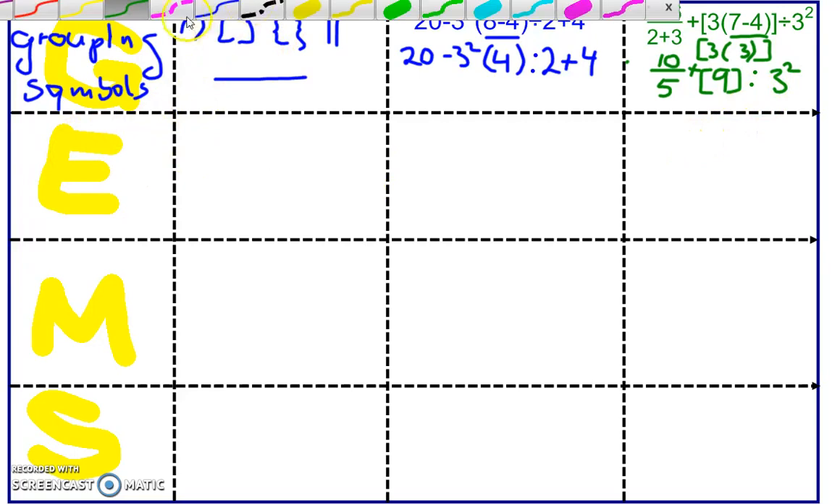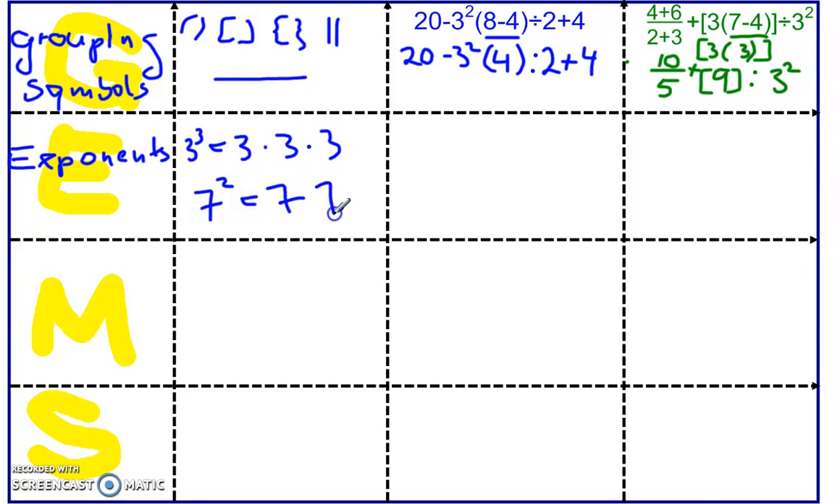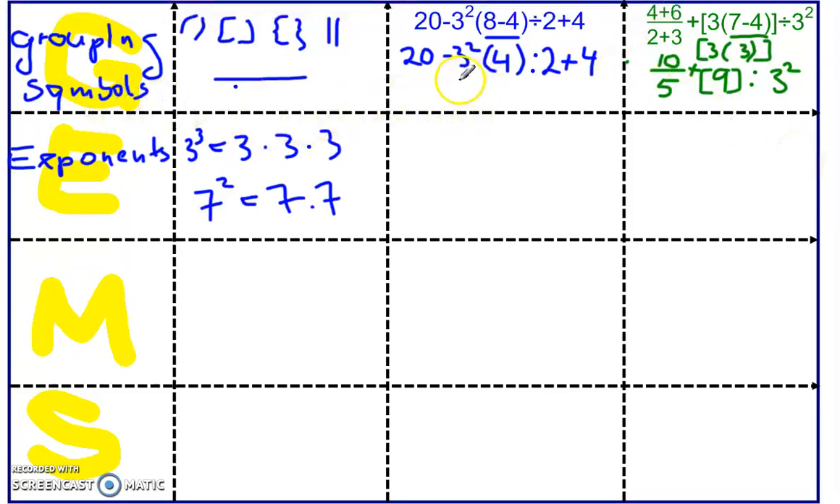Alright, next step. E. E stands for exponents. That's like 3 to the third power, which would mean 3 times 3 times 3, or 7 squared, which is 7 times 7. So then, to evaluate the exponents, we look right here. It looks like negative 3 squared, but notice there are no parentheses around it, so the square only applies to the 3. So that makes that 9.